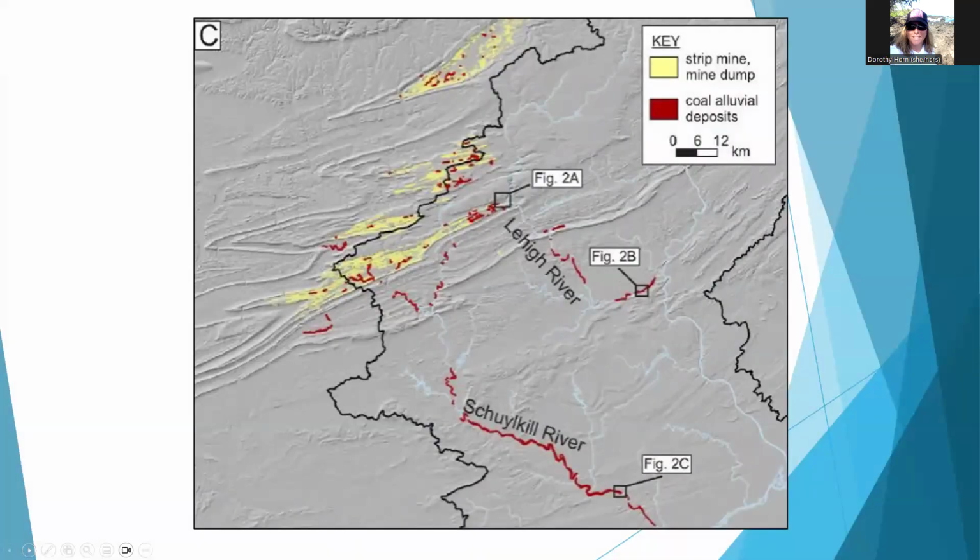So this is just a map of the river. So we see where the strip mines are, or the main mines, and then the alluvial deposits, meaning the spread and deposits of coal that you can see across the map here.